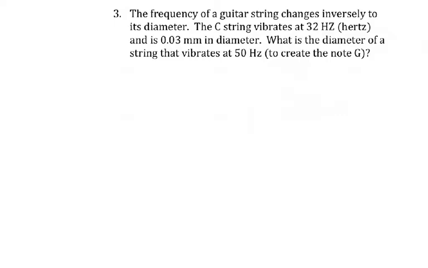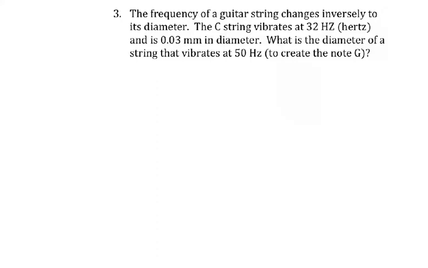We also have things in our day-to-day lives that have this type of variation. One example is that the frequency of a guitar string changes inversely with its diameter, meaning that the higher the note is, the thinner the string is. So a C string vibrates at 32. The unit is abbreviated Hz. It's pronounced hertz. And its diameter is 0.03 millimeters. So then what is the diameter of a string that vibrates at 50 hertz to create the note G?